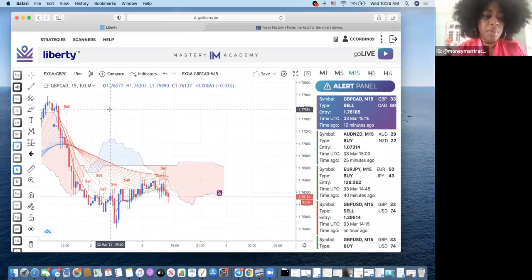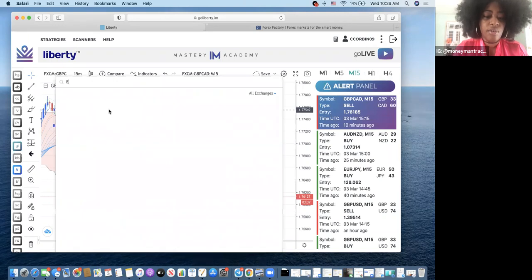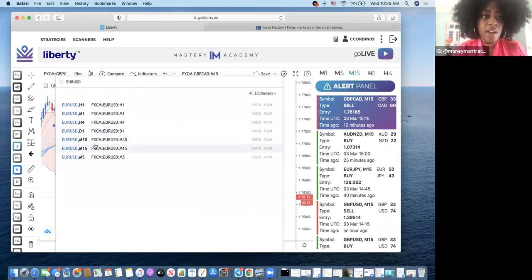So let's just say we were going to be looking at, the payout doesn't matter because it's not HFX, but let's just say we're going to be looking at Euro USD. That's just my favorite pair ever, right? You're going to type in the pair that you're looking for, Euro USD, and you're going to select M15.